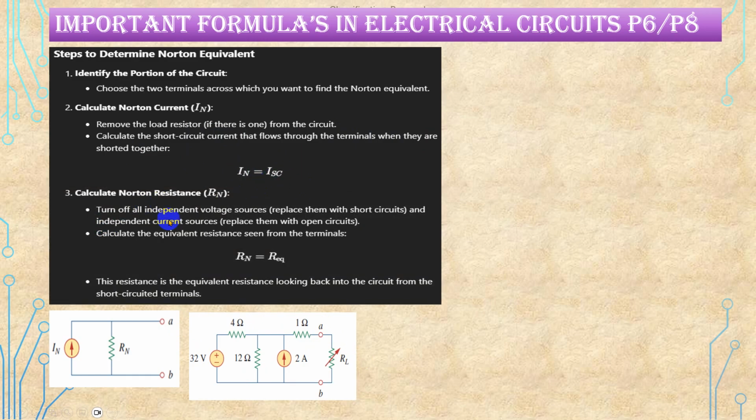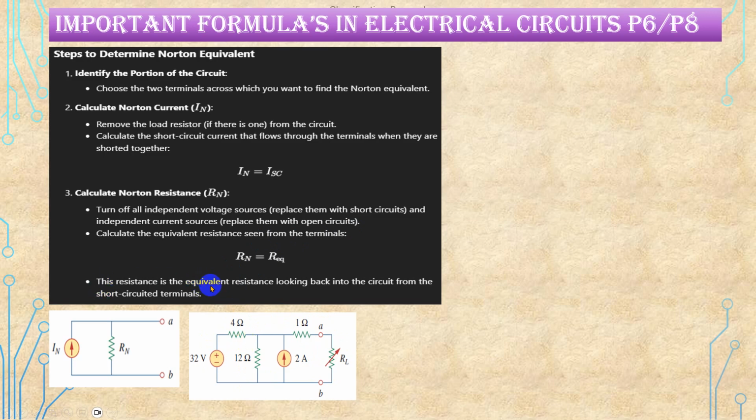Now, what is the resistance? Norton's resistance: turn off all independent voltage sources and replace them with short circuits. Voltage sources are removed and short circuited, and an independent current source is replaced with an open circuit. Calculate the equivalent resistance seen from the terminals, that is, from these open terminals. What is the equivalent resistance we have to check.